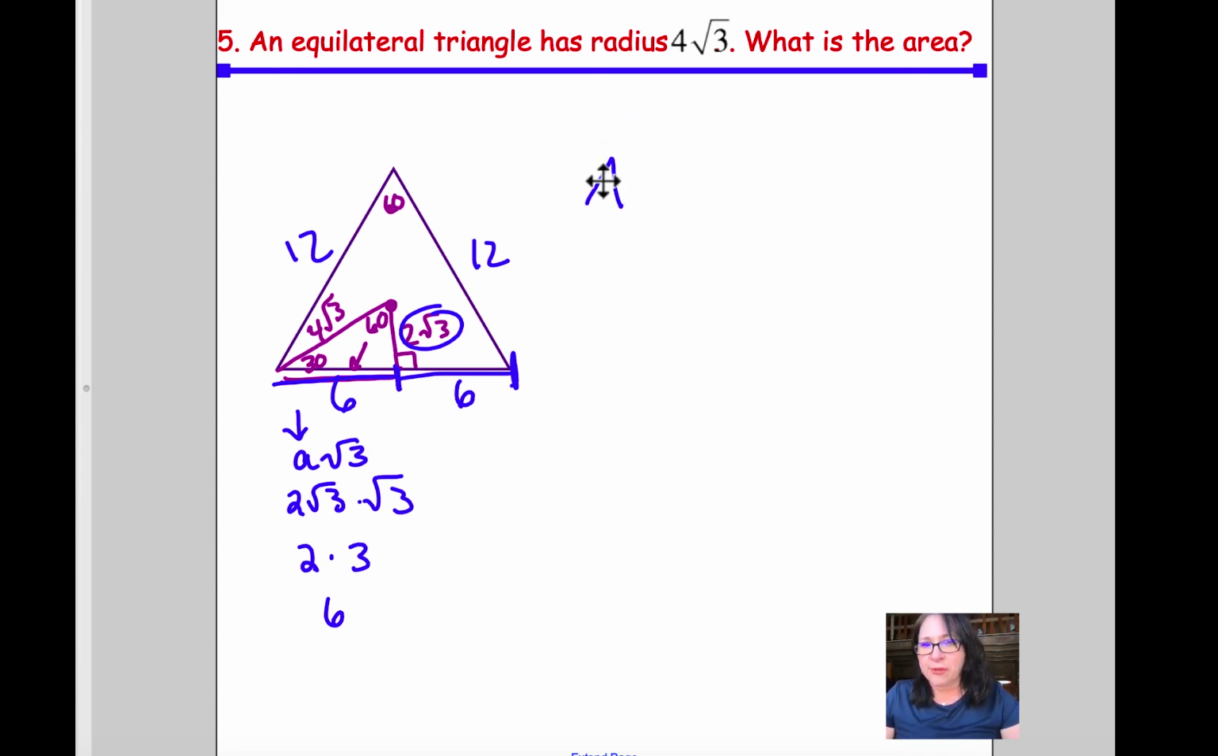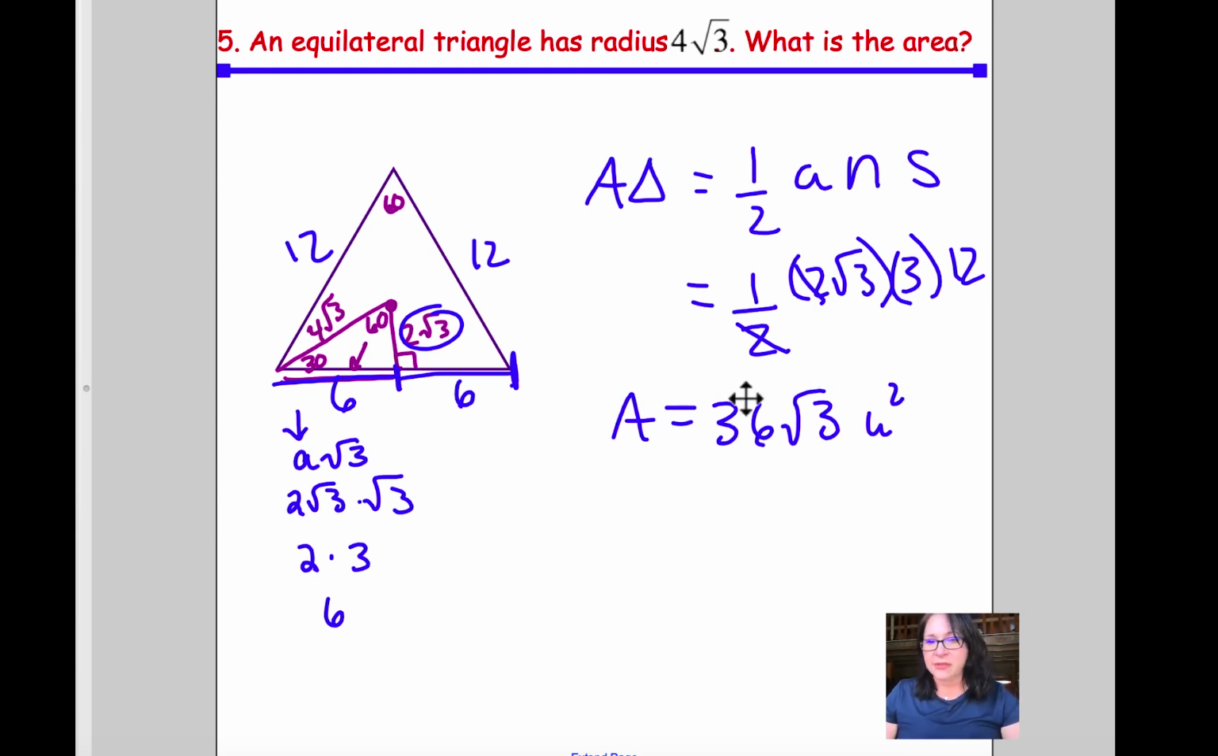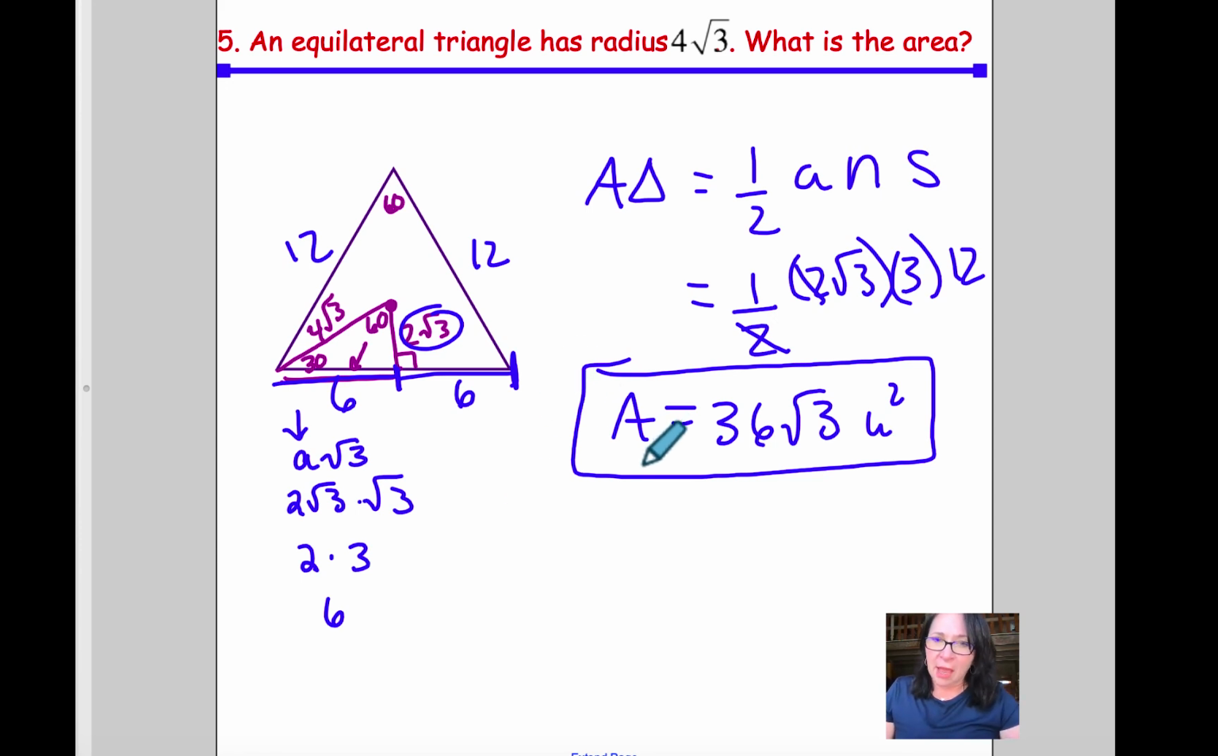So in order to find the area of my triangle this way, I would go 1/2 my apothem times the number of sides times the length of one side, which is 1/2 times 2 root 3 times the number of sides, which is 3, times the length of one side, which is 12. So one of these 2's is going to cancel. 12 times 3 is 36. That makes 36 root 3 units squared. And that would be the area of this triangle using the apothem.